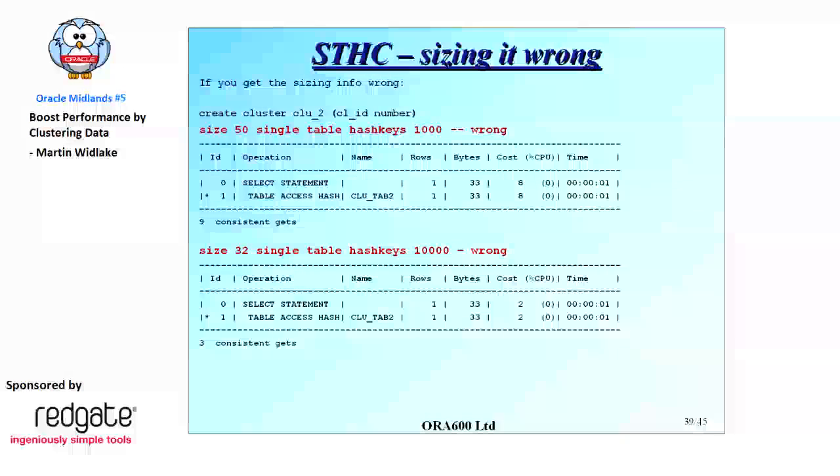However, here I gave the wrong number of hash keys. Now it takes 9 consistent gets to get the one record, which is significantly more than 1. And if I reduce the size of the row down, again you get more consistent gets. And in fact, if your rows are on average about 100 bytes, and you said there are going to be 50, the impact is worse. I suffered a bit from using a small initial row size, but there you go.